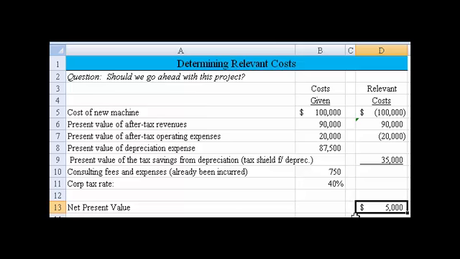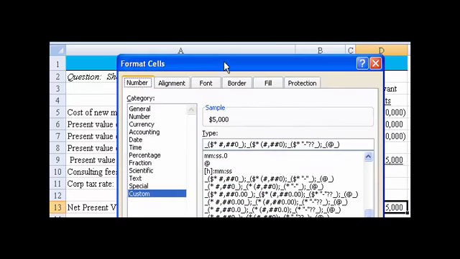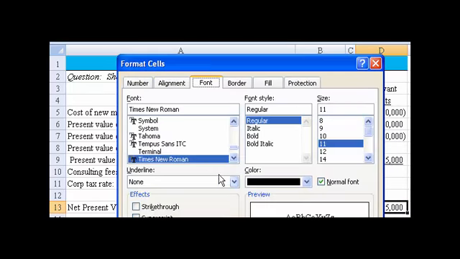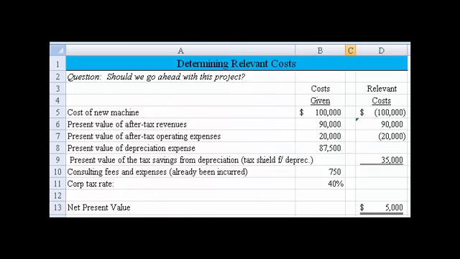And what we see is the number is positive. I'm going to do a quick format here. Most of this you're not going to see. Let me slide this over so you can. I will just go to Font, Underline, Double Accounting, hit OK. And so now on your screen you see the 5,000 underlined.